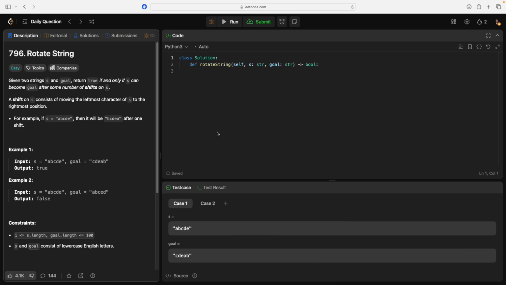Happy daylight savings time. Today we're doing 796 rotate string.